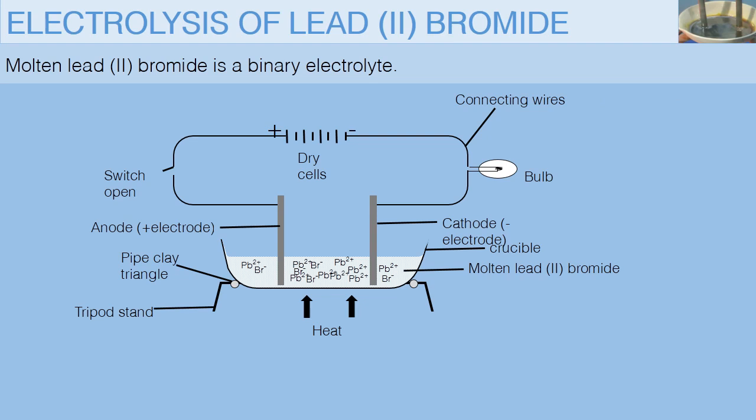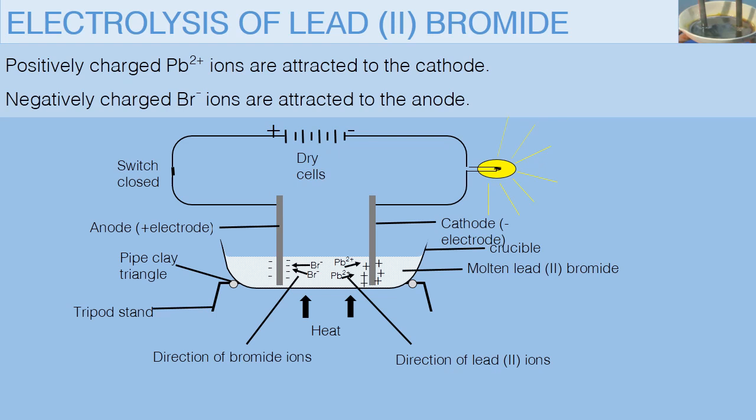On closing the circuit, the bulb will light because molten lead II bromide conducts electricity. Another interesting thing that will happen is that the flow of electrons will move in one direction from the negative terminal of the battery towards the positive terminal of the battery or the dry cells.